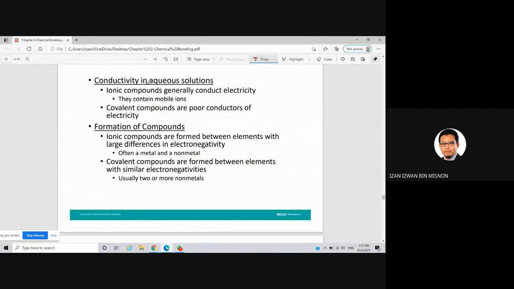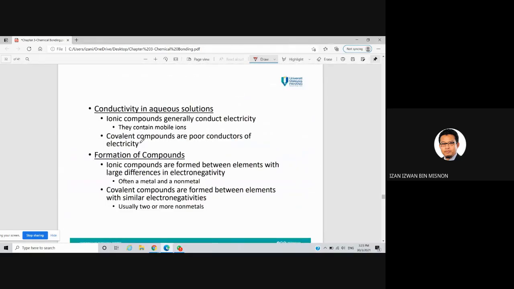Okay, conductivity in aqueous solution. Aqueous solution means water. So an ionic compound generally conducts electricity when it is dissolved in water since it contains mobile ions, similar to the molten condition, and covalent compounds are poor conductors of electricity. So to make it easy, ionic compounds will conduct electricity, covalent compounds will not conduct electricity.